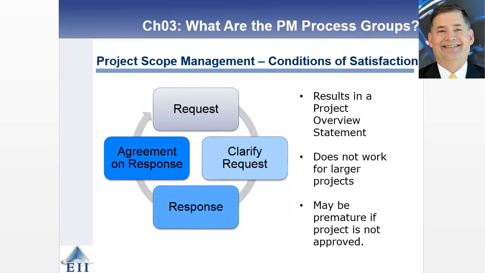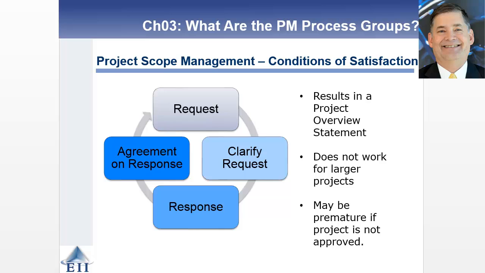And this is a cycle. You start with a request, you clarify the request, there is a response back from the project management team, agreement on the response, and we move to the next client request. The results of this are reflected in the project overview statement, and we'll spend some more time on the project overview statement in subsequent chapters and videos.